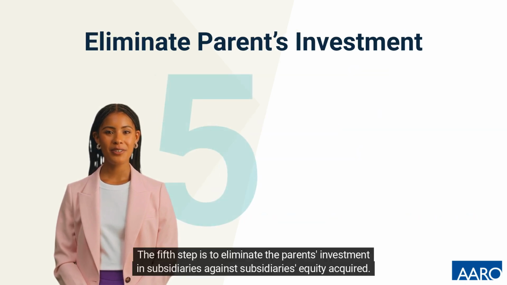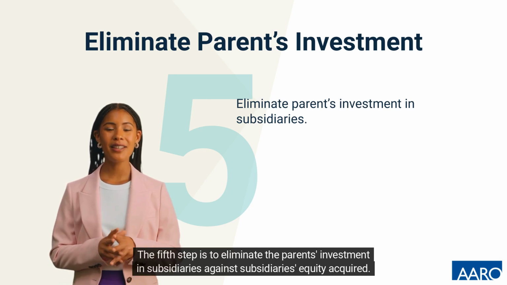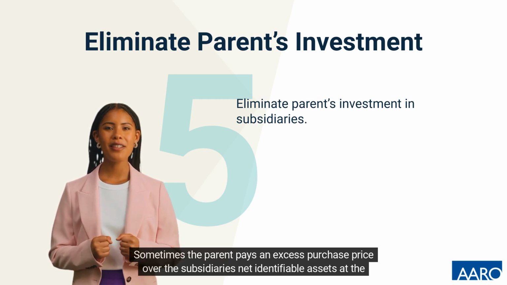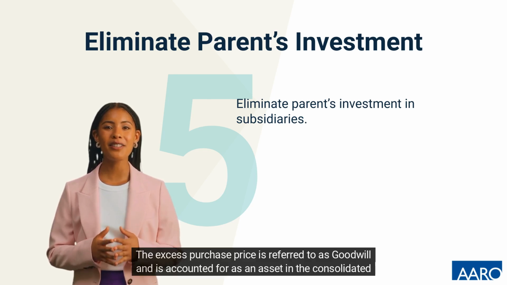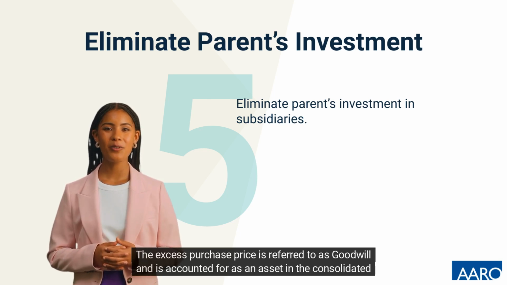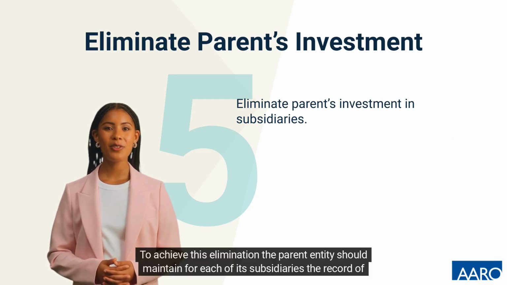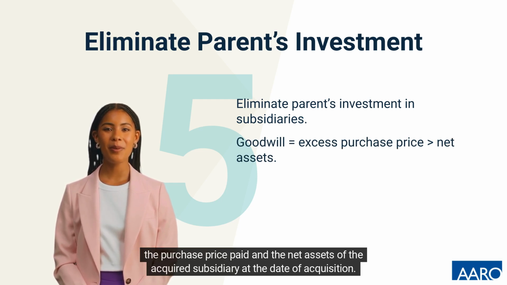The fifth step is to eliminate the parent's investment in subsidiaries against subsidiaries' equity acquired. Sometimes the parent pays an excess purchase price over the subsidiary's net identifiable assets at the time of acquisition. The excess purchase price is referred to as goodwill and is accounted for as an asset in the consolidated statement of financial position. To achieve this elimination, the parent entity should maintain for each of its subsidiaries the record of the purchase price paid and the net assets of the acquired subsidiary at the date of acquisition.